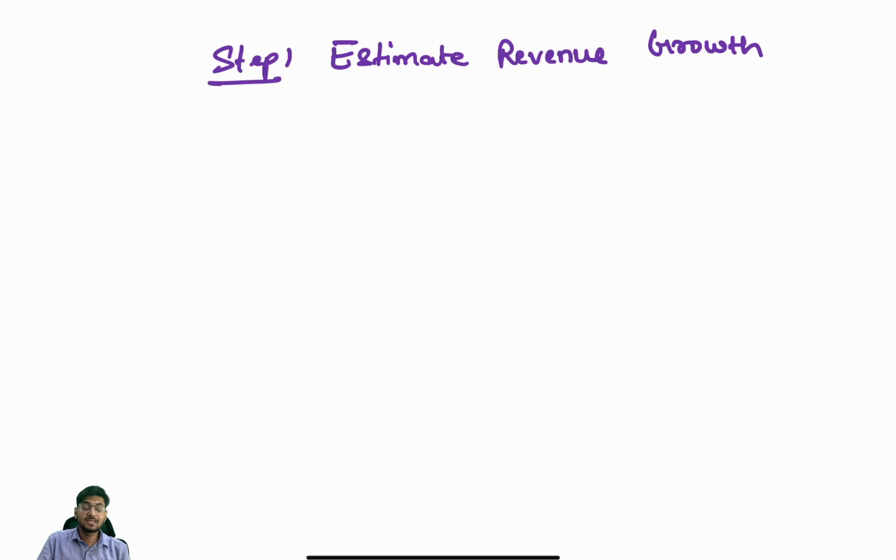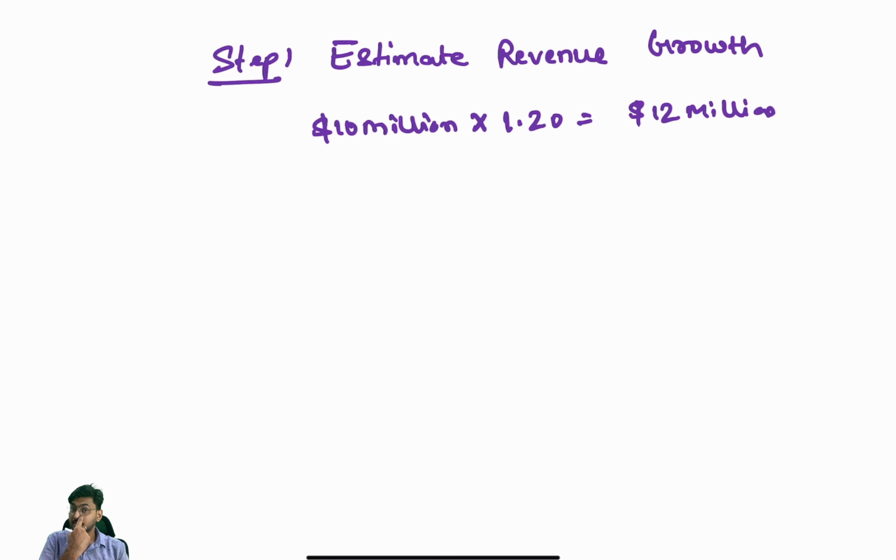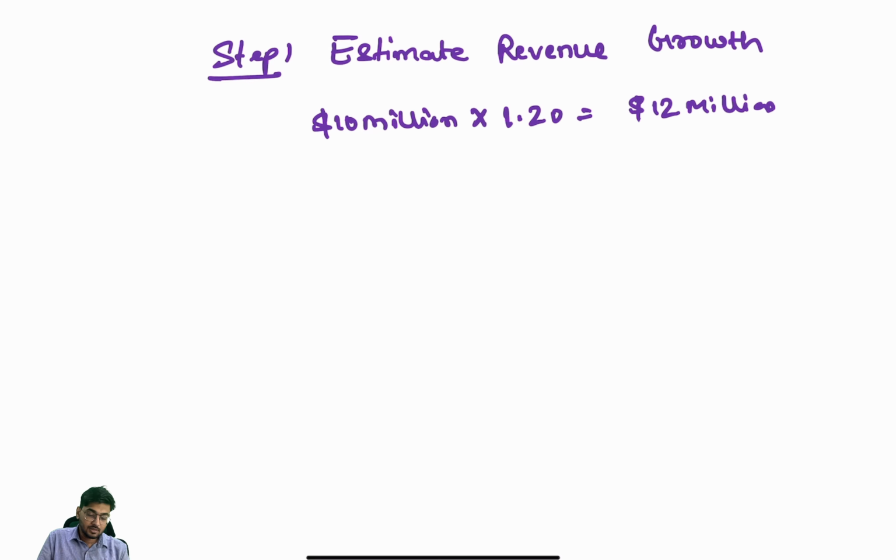So what was your sales last year? $10 million. Clear? And you are expecting the growth of 20%. So 1.20. 20% can be converted into 1.20. So what is your sales this year? $12 million. So this is your starting point. Clear? Everything will start flowing from here only. Then coming to step 2.